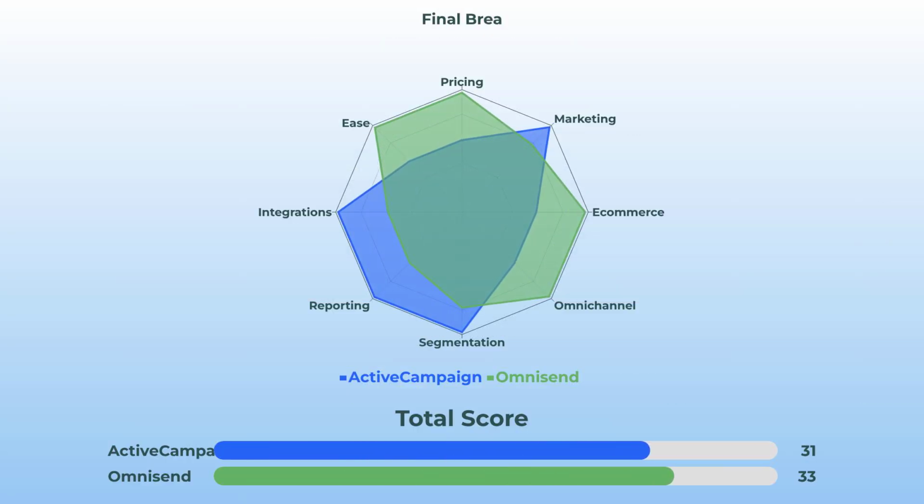Quick recap with the score radar. Across the board, Omnisend shines for e-commerce shops and folks who want easy omnichannel campaigns. ActiveCampaign, meanwhile, smashes it in pro-level automation, reporting, and integrations, especially if you want more than just e-commerce features.